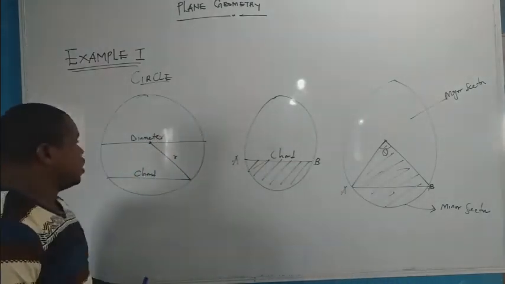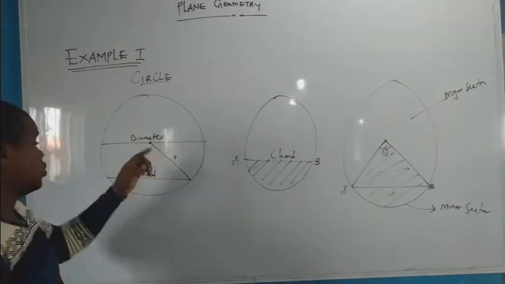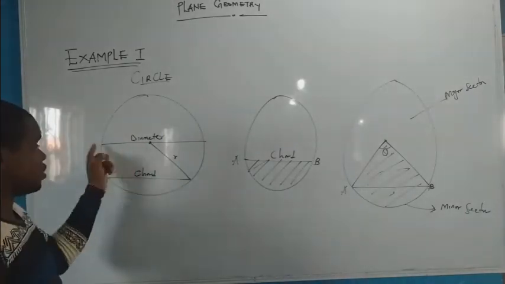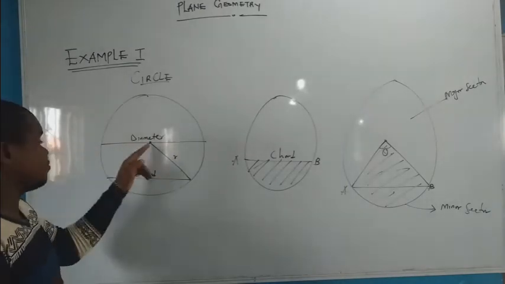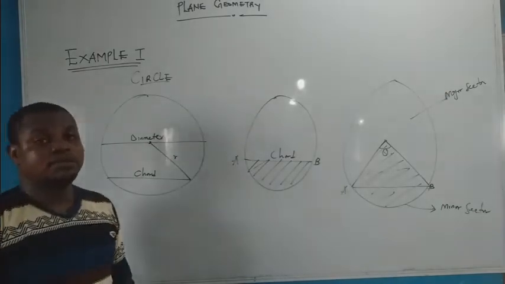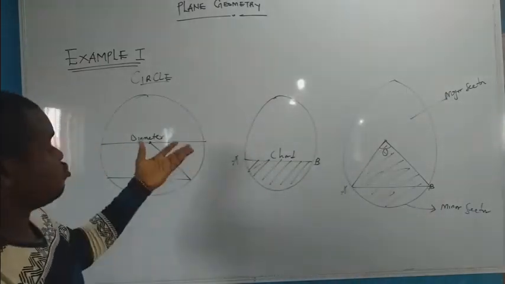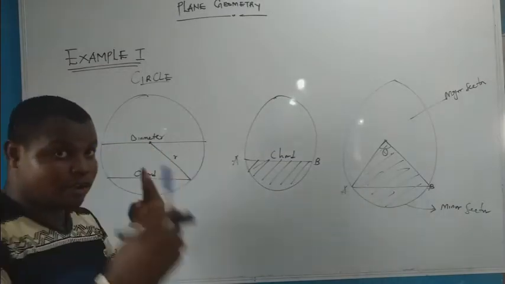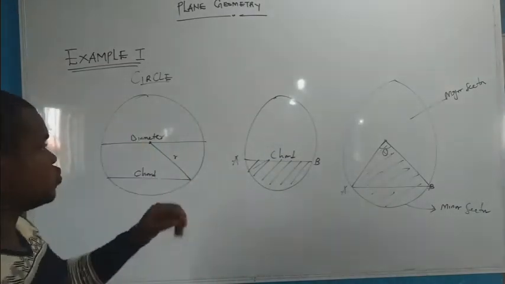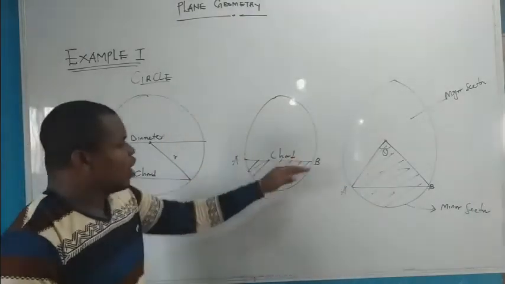Also take note that when you divide the diameter into two, one part is called the radius. The two equal parts, from here to here, are called the radii. That's two radii. So when you have two radius, the plural of radius is what? Radii. Then we have a chord.